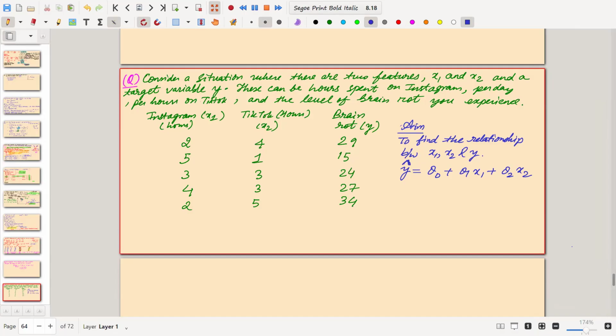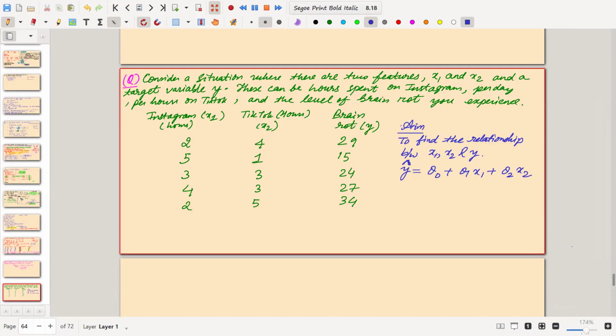Okay, but here what you see, here something different is there. Previously, when y was depending on a single variable, y equal to w0 plus w1 x was the only feature. But now here you have two features, x1 and x2. So therefore, our estimation function is written as theta naught plus theta 1 x1 plus theta 2 x2.